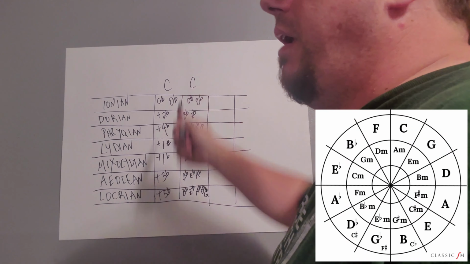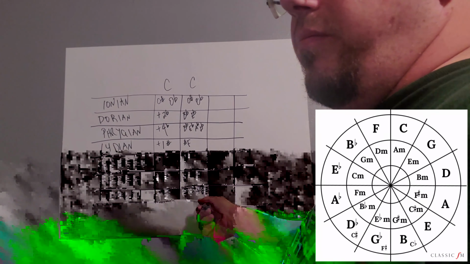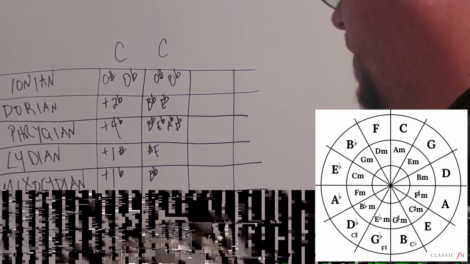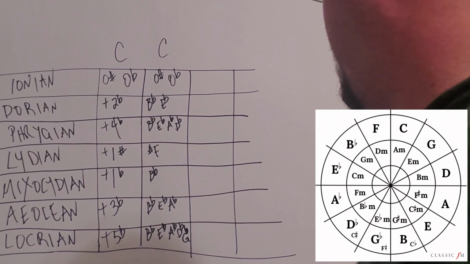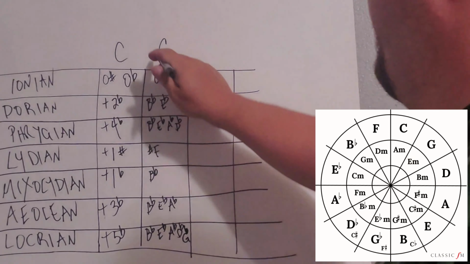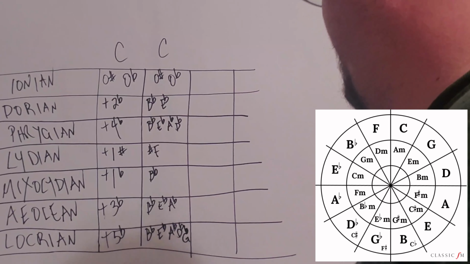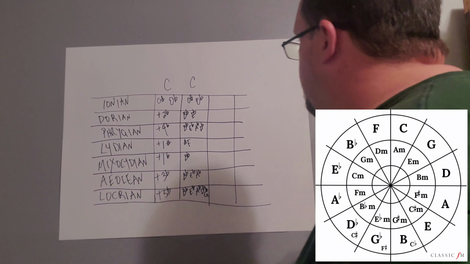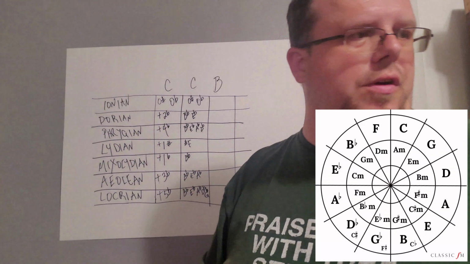So where does C lie on this scale? It's the leading tone. Locrian scales are built on the leading tone of major scales. So in the key of D flat major, C is the leading tone, which makes this the key signature of C Locrian. Let's take this idea a little further.